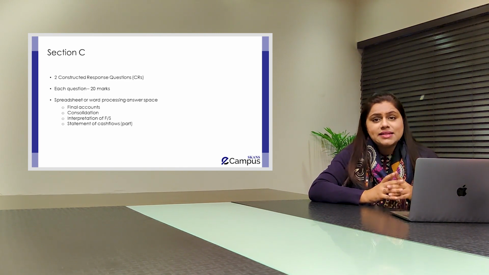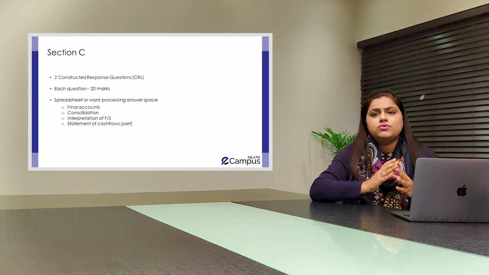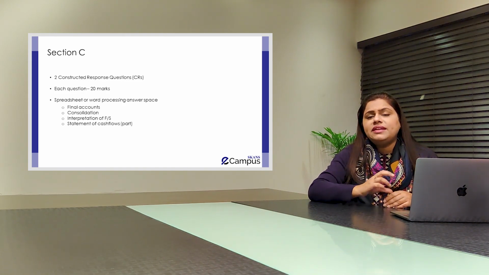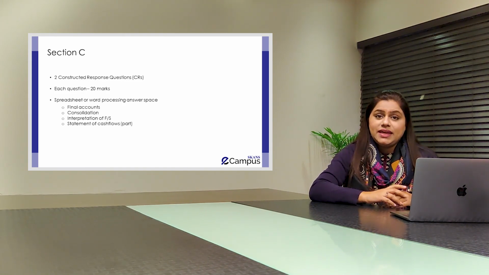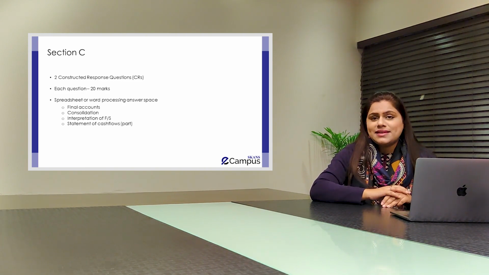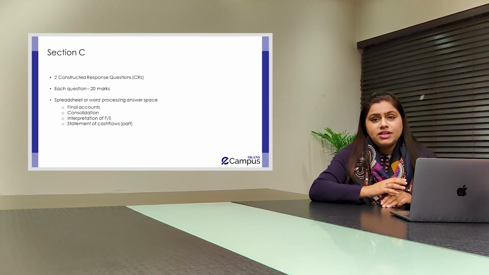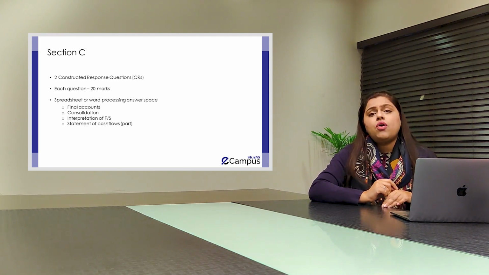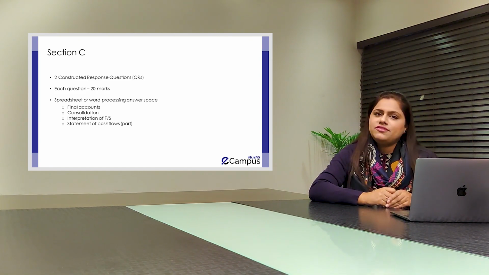The practice sets and assignments set out in your course plan in Skans ECampus will give you a great idea of the live exam environment. In FR, the questions tested in section C are related to the topics of final accounts, consolidation, interpretation of financial statements, or a portion of statement of cash flows.